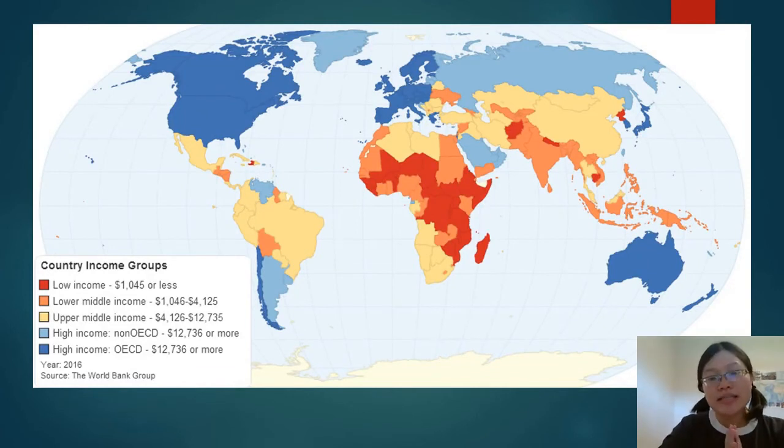Okay, this is another map I found on the World Bank website, and the World Bank is another really major international development actor today. You can see that the World Bank has divided the world into different income levels, right? If you look at the red and the orange colors, which are concentrated around the equatorial lines, those are the countries with less income, right? And then the dark blue colors are those countries with higher income.